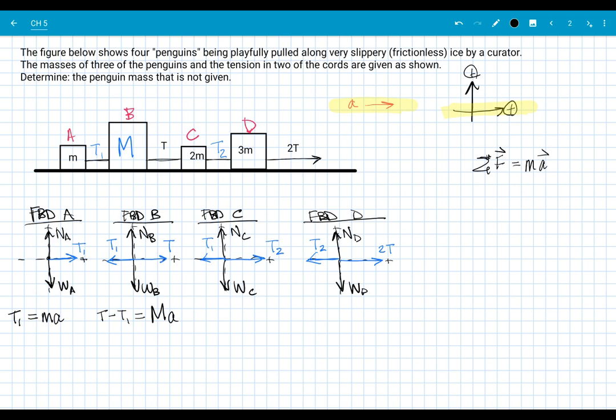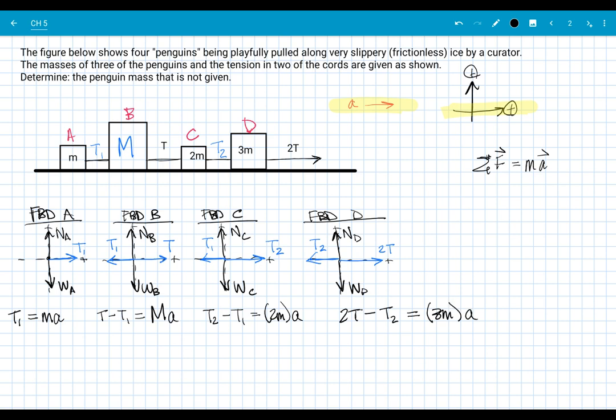Free body diagram for C. T2 is tension to the right, so it's positive, minus T1 is to the left, equals the mass of penguin C, which is 2m, multiplied by A, that same acceleration we're working with. And then finally for penguin D, 2t, that's to the right, minus T sub 2, directed to the left, is equal to the mass of penguin D, which is 3m, multiplied by acceleration A.